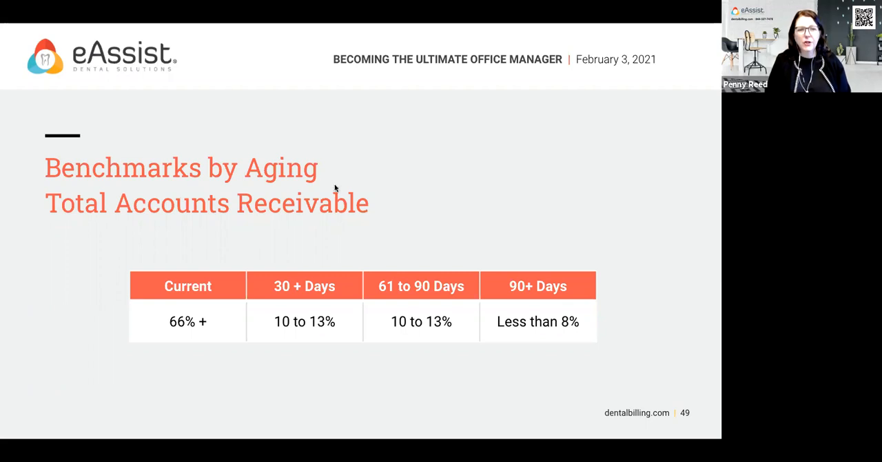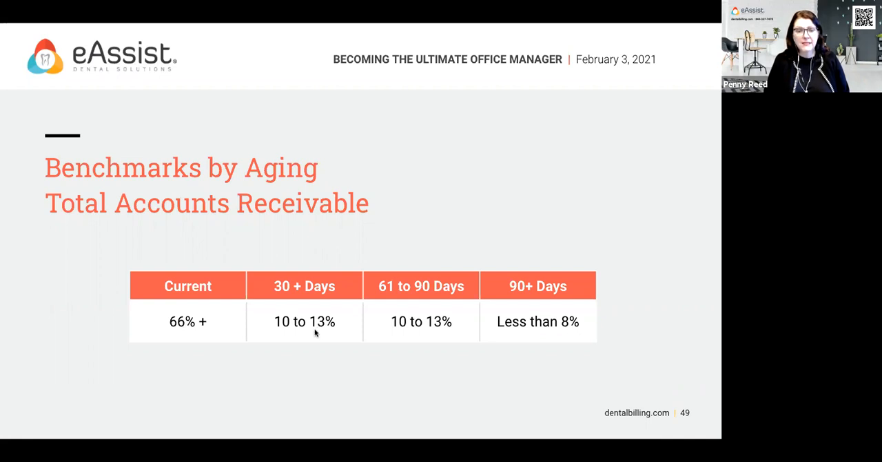So if you're curious about your total accounts receivable, this isn't just insurance aging, this is all of the monies owed to the practice on behalf of the patient. So this would also include the amount that we're expecting from insurance. These are some healthy guidelines. Your current, which would be less than 30 days, should be around 66%. It could be greater, and that would be totally okay.